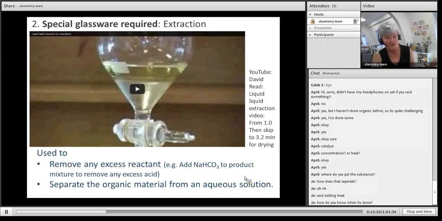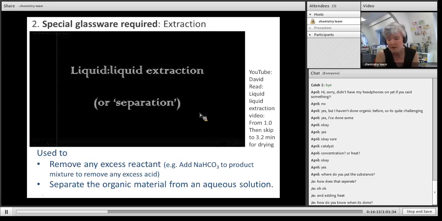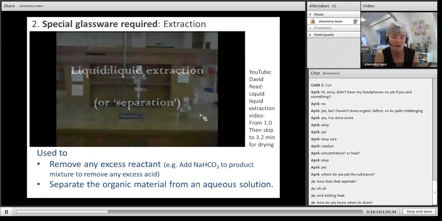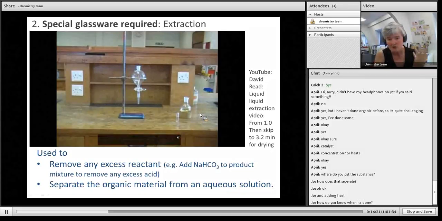So we do the distillation and the reflux, and then we have for the second tip also the special glassware. So that's also the distillation and the reflux setup. And then the other one is extracting. So remember I said just now, if you're adding acid to an organic mixture, then you're going to have to neutralize it. And carbonate is normally used to neutralize it.